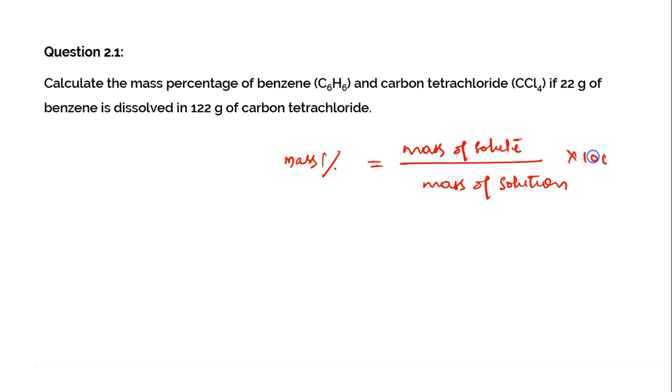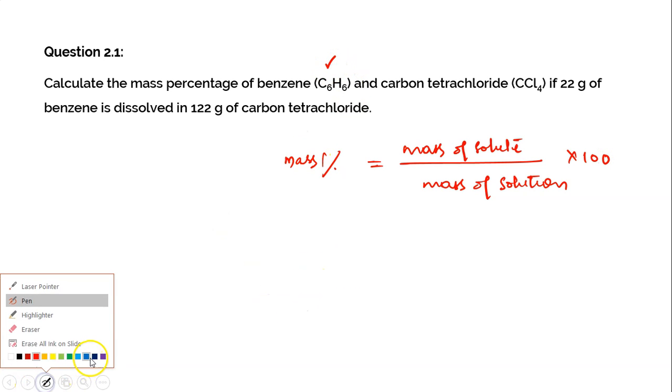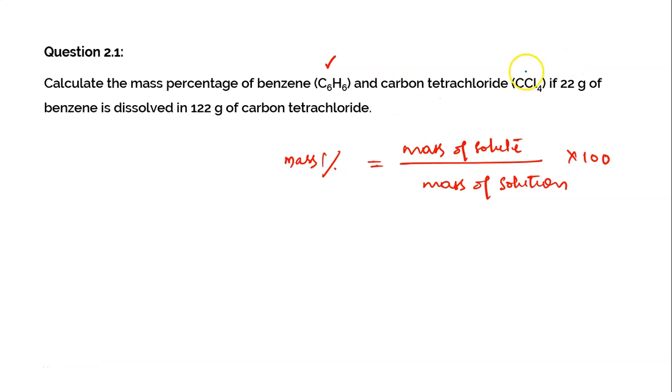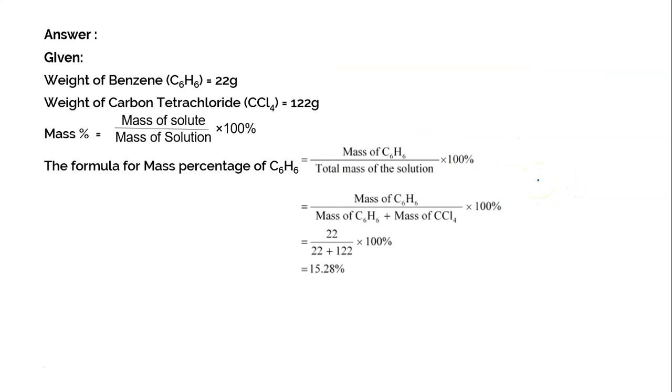into 100. Now if you want to calculate mass percentage of benzene, in the numerator we'll be taking benzene, and if you are calculating mass percentage of carbon tetrachloride, in the numerator you will be taking carbon tetrachloride and the denominator is going to stay constant. So let us calculate it one by one. Mass percentage of benzene, in the sense you need to substitute the mass of the benzene in the numerator, and in the question it's already given, which is 22, but in the denominator it is total mass of the solution.